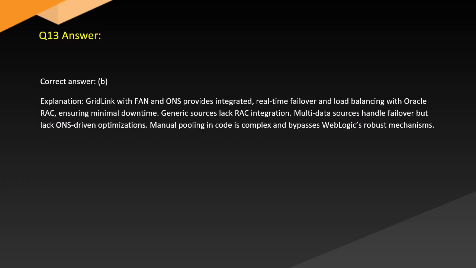Answer. Correct answer: B. Explanation. GridLink with FAN and ONS provides integrated real-time failover and load balancing with Oracle RAC, ensuring minimal downtime. Generic data sources lack RAC integration. Multi data sources handle failover but lack ONS-driven optimizations. Manual pooling in code is complex and bypasses WebLogic's robust mechanisms.